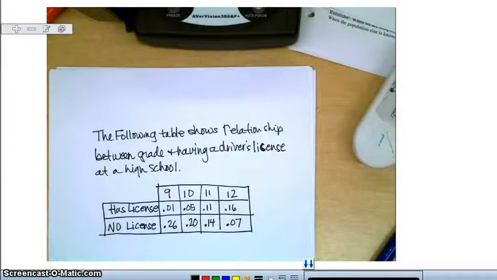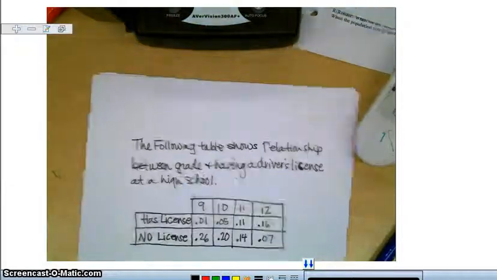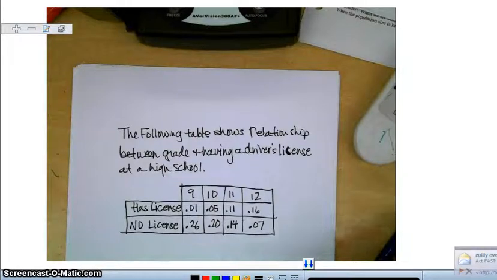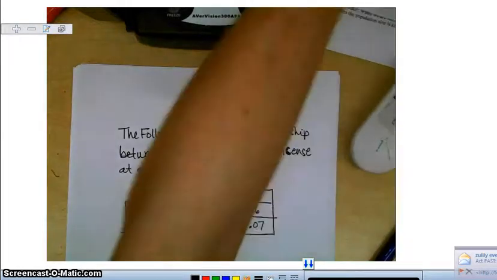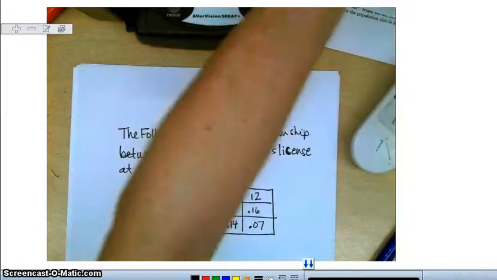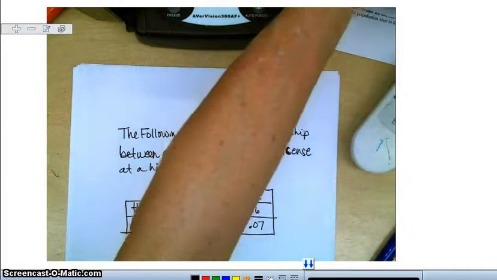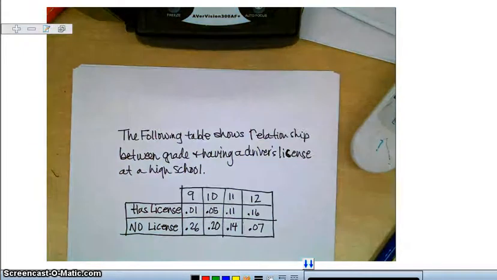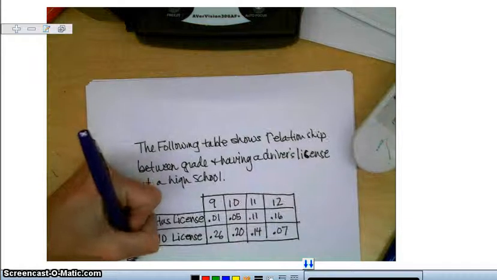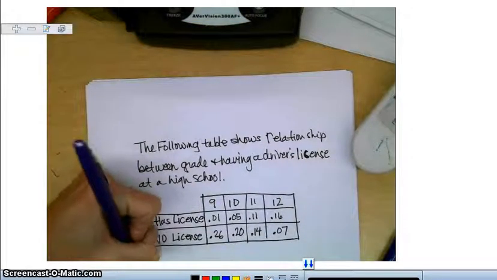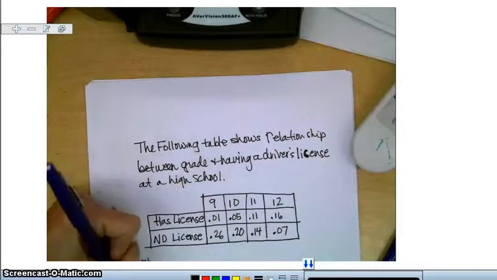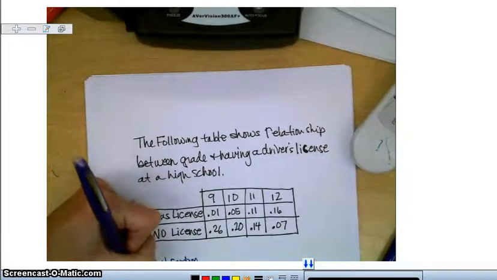All right, so let's just take a look at an example here. Following shows the relationship between grade and having a driver's license. So we want to look at this problem here, and we want to answer some questions. So the questions we want to answer, we're going to select a student at random, and I want to know what's the probability that he or she is a freshman.